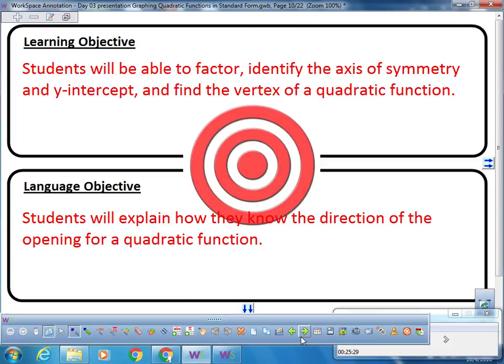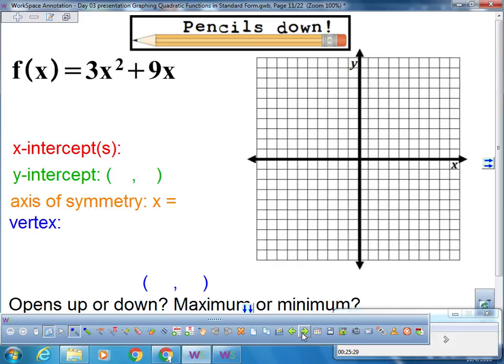All right. So we're just going to do more of the same. Pencils down. So I ask myself these questions right here. Do we have a GCF? Do we have a difference of two squares? Do we have a perfect square trinomial?